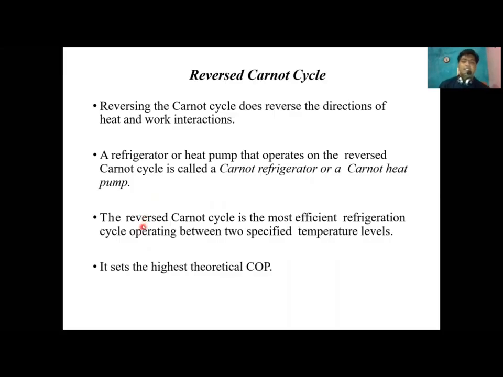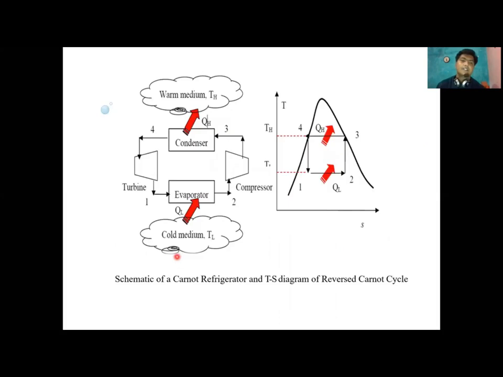The reverse Carnot cycle is the most efficient refrigeration cycle operating between two specified temperature levels, that is, a source and a sink, which is already studied in thermodynamics. Those temperatures are almost constant. For example, if the high temperature is 50 degrees centigrade and the lower temperature is 20 degrees, they are always constant. These act as the source temperature and sink temperature. The most important thing in the reverse Carnot cycle is that it sets the highest theoretical COP.